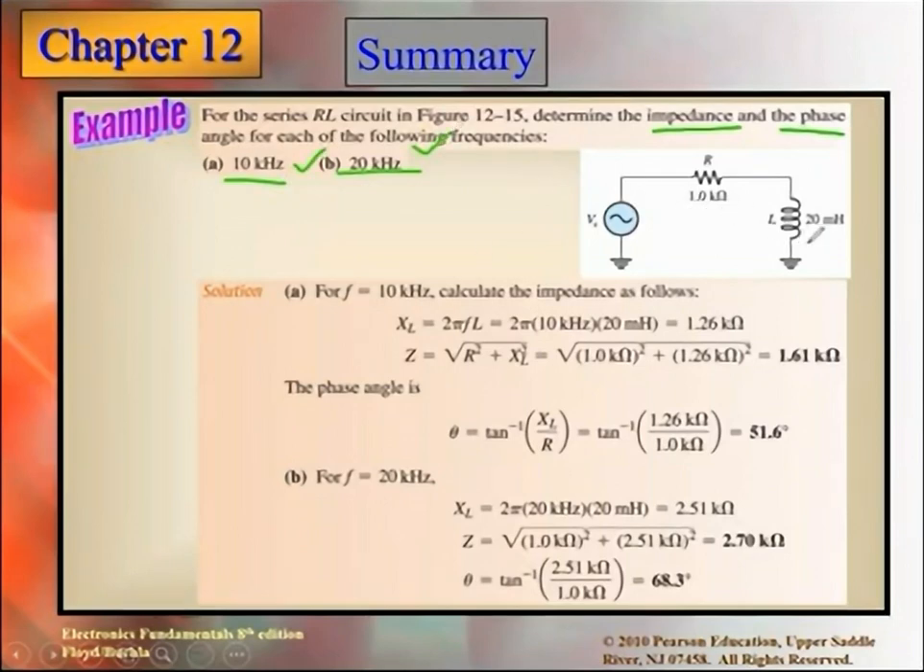First R is given, L is given. So we will try to find XL, the very first thing. Then we will calculate the Z by the formula, vector sum. Then we will calculate the theta, right? This is for frequency 10 kilohertz. Now we change the frequency to 20 kilohertz and I check these things. What I found is that XL is increasing.